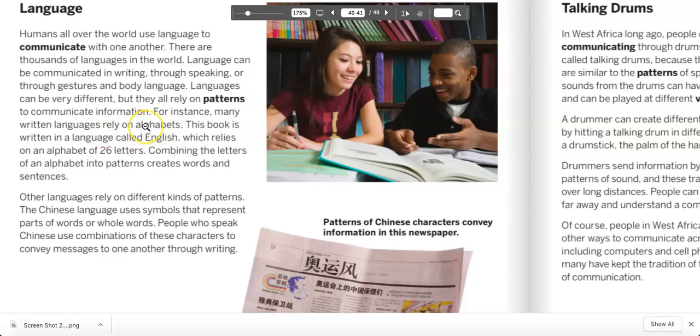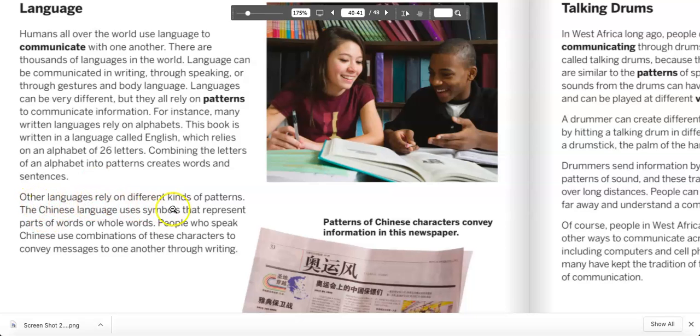This is key information for your assignment. This book is written in a language called English, which relies on an alphabet of 26 letters. Combining the letters of an alphabet into patterns creates words and sentences, which we know. We just don't really think about the words that we're reading on this page as a pattern, but these letters are creating patterns, are creating words.